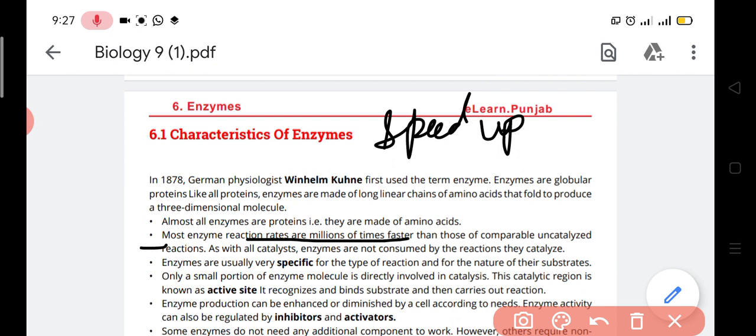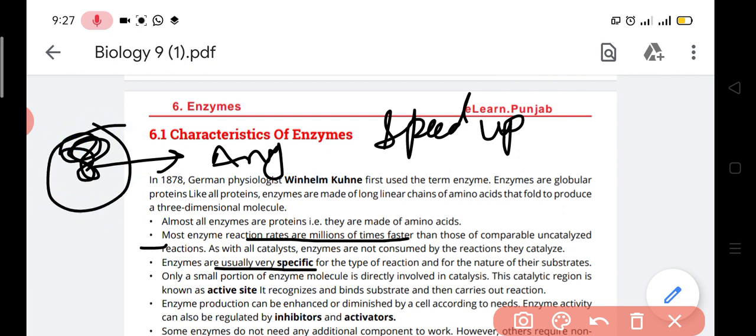One thing about enzymes which you have to keep in mind is that they are very, very specific for the reaction and for the nature of their substrate. That means it is not like any enzyme can speed up any type of reaction. It is not like any enzyme that is present can catalyze or speed up any reaction. No, the enzymes are specific for the reaction.